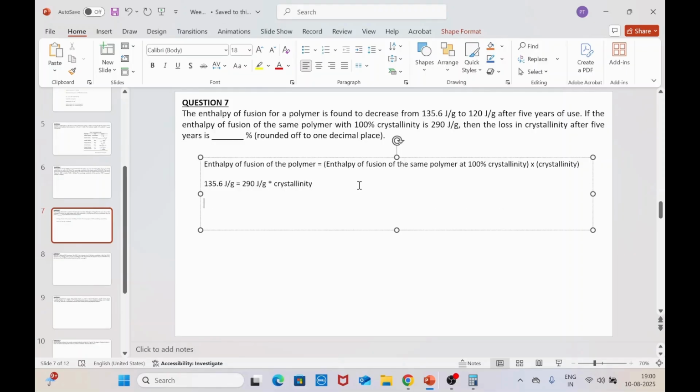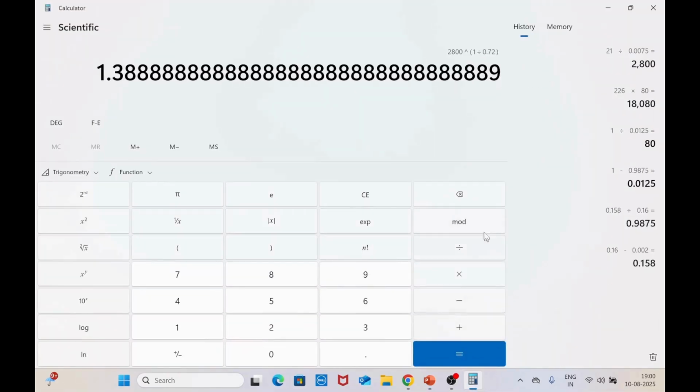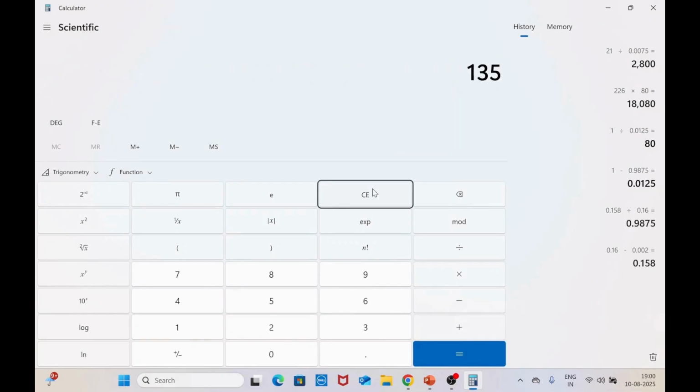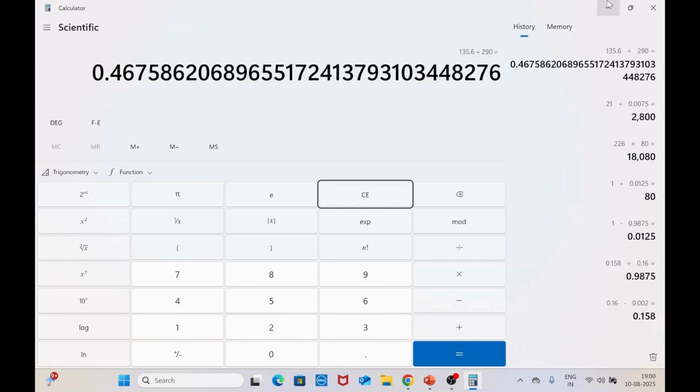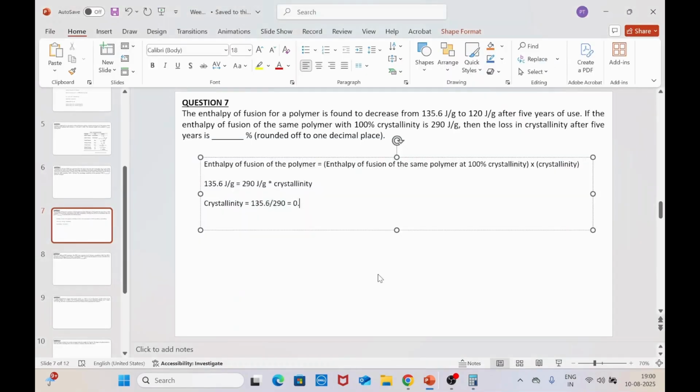So what would be the crystallinity at the current one? It would be 135.6 by 290, which is 0.467, or you can say 46.7 percentage.